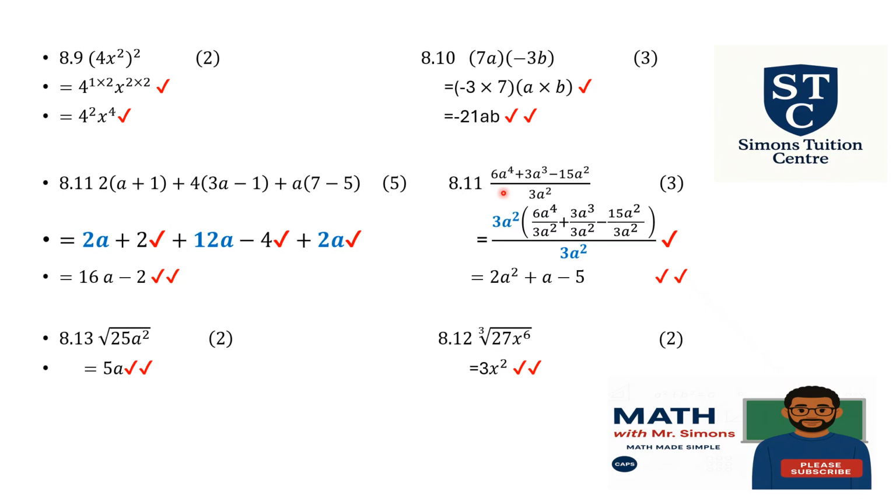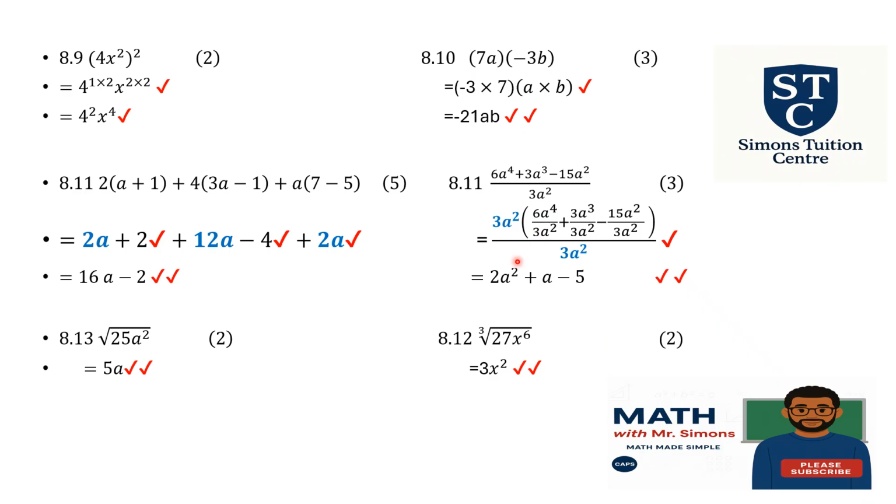8.11, they gave me 6a4 plus 3a cubed minus 15a squared over 3a squared. Right? So seeing 3a squared, I always try to get rid of the denominator by seeing if I can take out the same common factor on top. So if I take out 3a squared on the top, this would become 6a4 divided by 3a squared, 3a cubed divided by 3a squared, minus 15a squared divided by 3a squared.